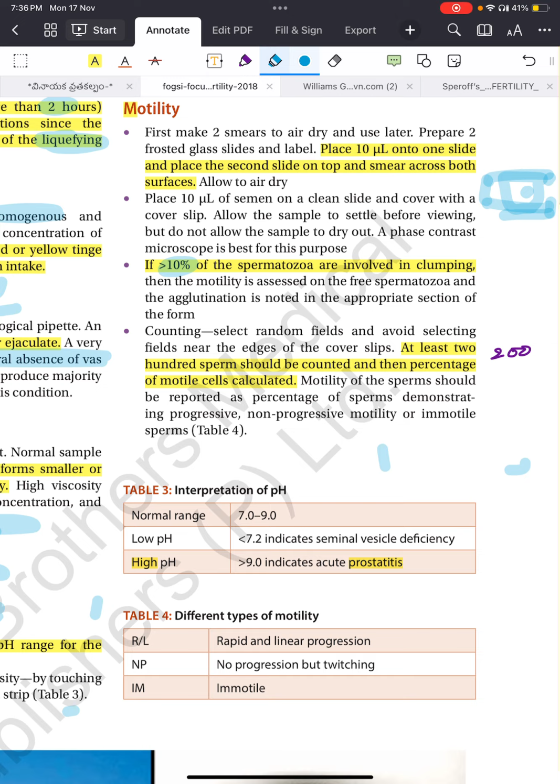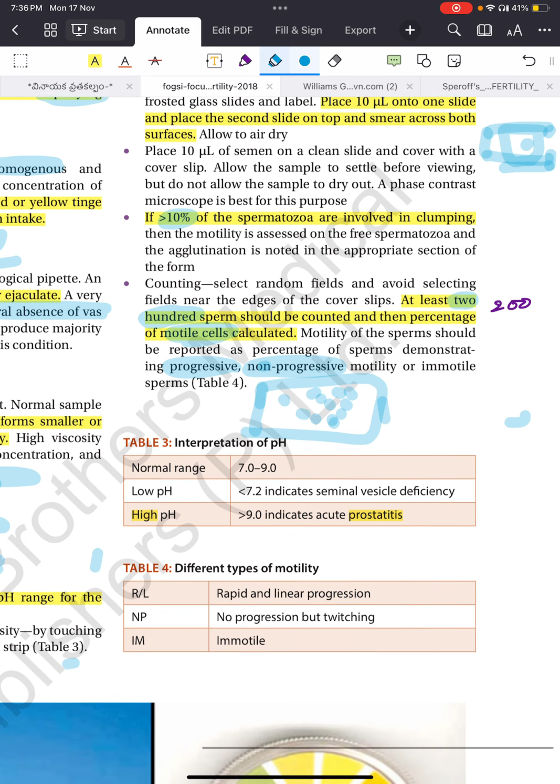Then the counting section. We will count the sperms. At least 200 sperms should be counted. Understood? In that slide, at least 200 sperms are counted. Then you start counting which are motile. They can be progressive motile, non-progressive, or immotile.